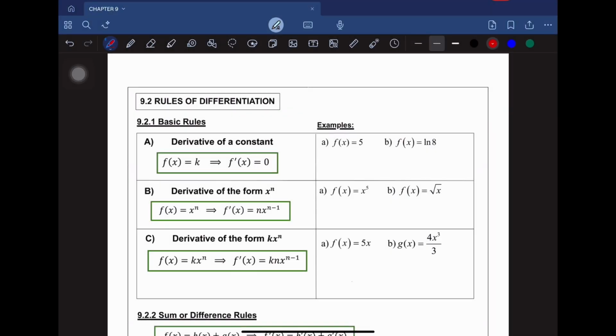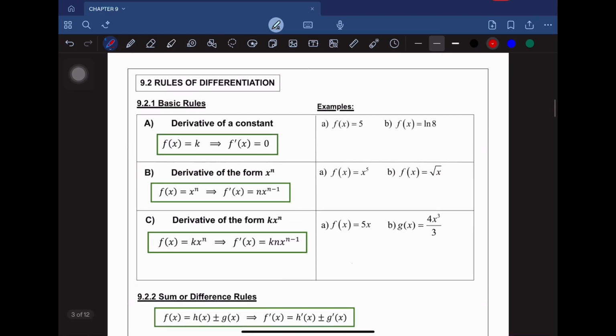Okay guys, so now we are at subtopic 9.2, rules of differentiation. Okay, so this one pun memang korang dah pernah belajar dekat sekolah, so I believe everyone still remember. So I'll just go through very quick one by one. Okay, so first kita go through basic rules dulu.